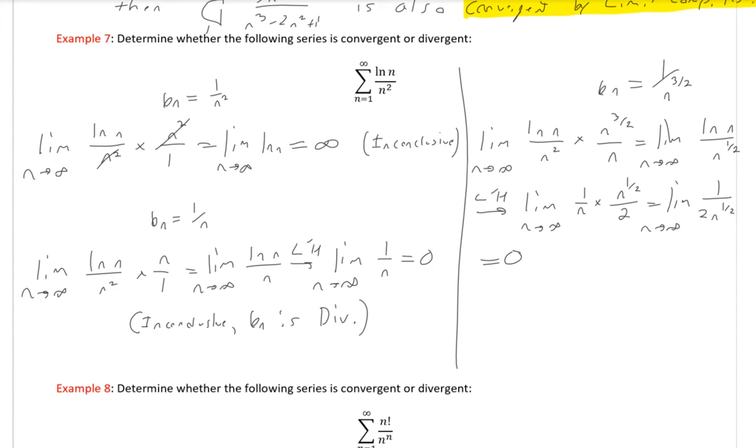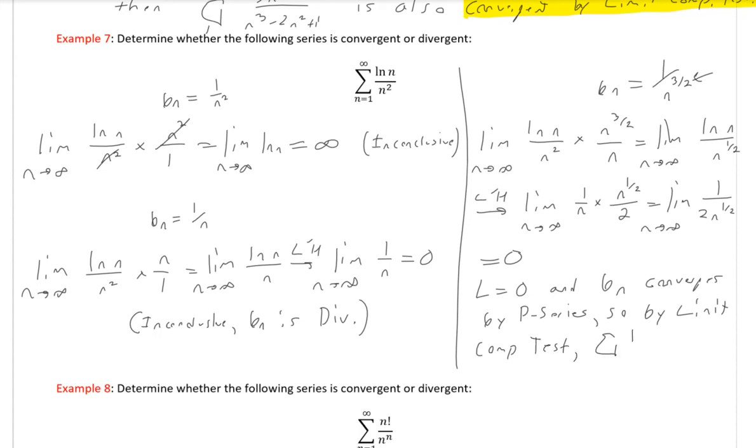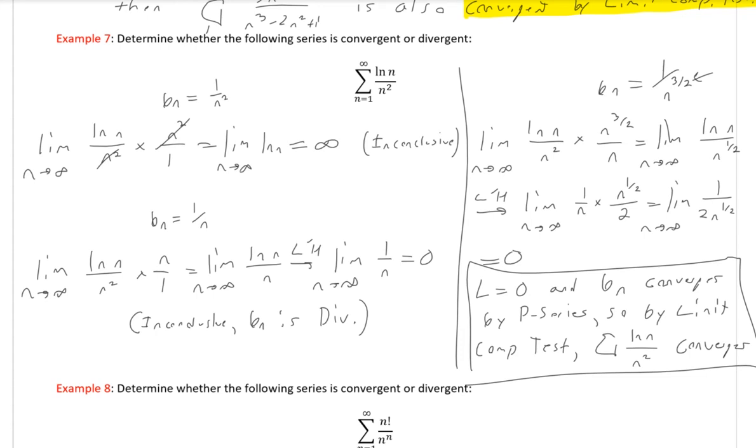However, we have that the limit equals 0 and b sub n converges by the p-series test, because the exponent is 3/2. So by the limit comparison test, the sum of natural log of n over n squared converges. A little bit of a tricky one.